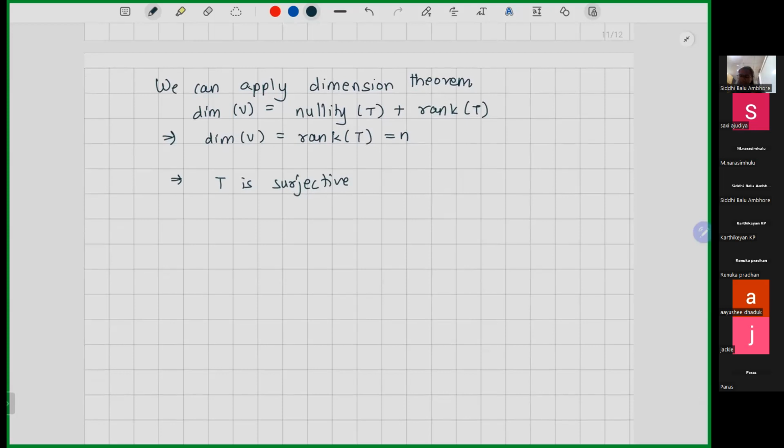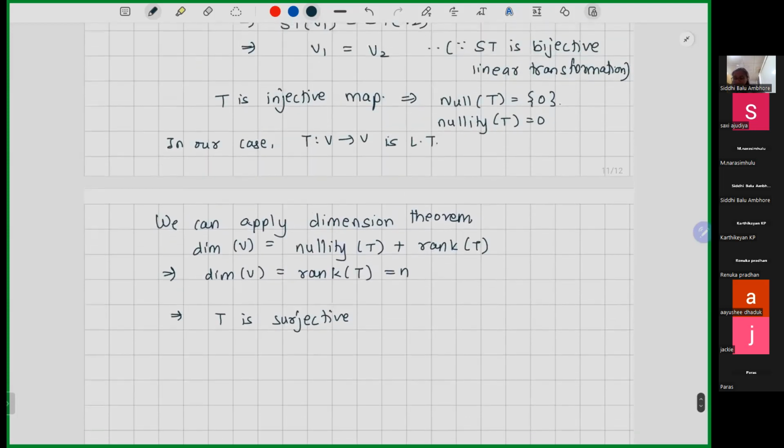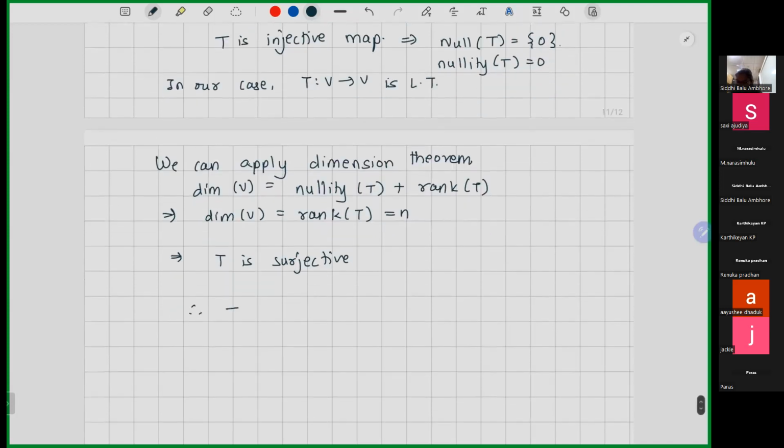And for T to be surjective, so T from V to V is a linear transformation, and we applied the rank nullity theorem and got that T is surjective. What I was saying is that the range of T is a subspace of V, and rank of T is n, which implies that the range space has dimension n. And we know that if a subspace of a finite dimensional vector space has dimension equal to the dimension of V, then that subspace is equal to V. This is also a proposition from previous lectures. So this implies that T is surjective, and therefore T is bijective now.